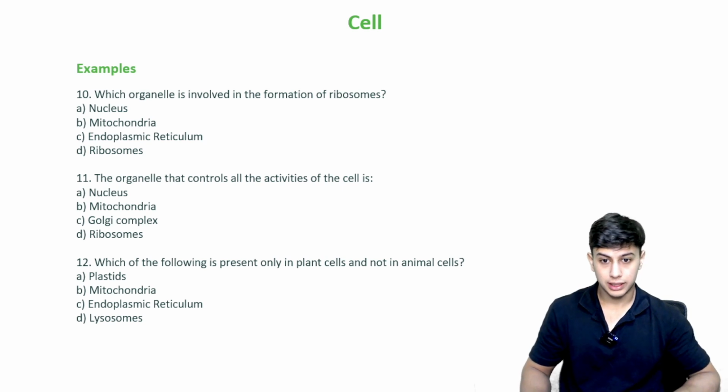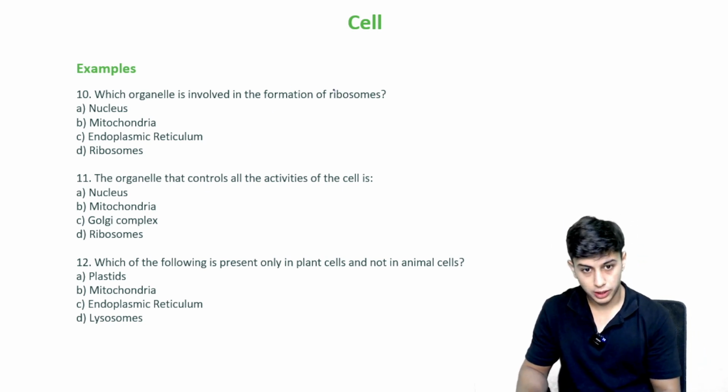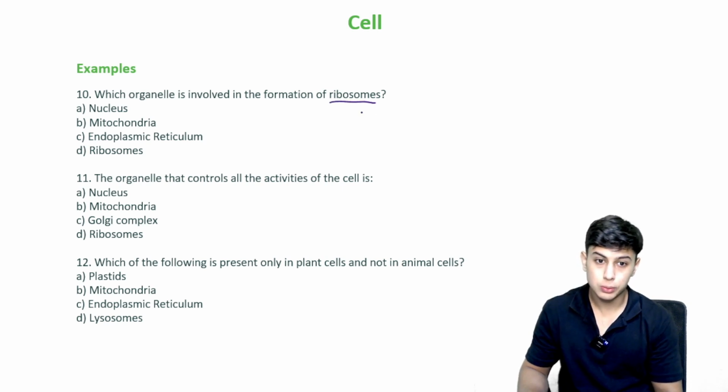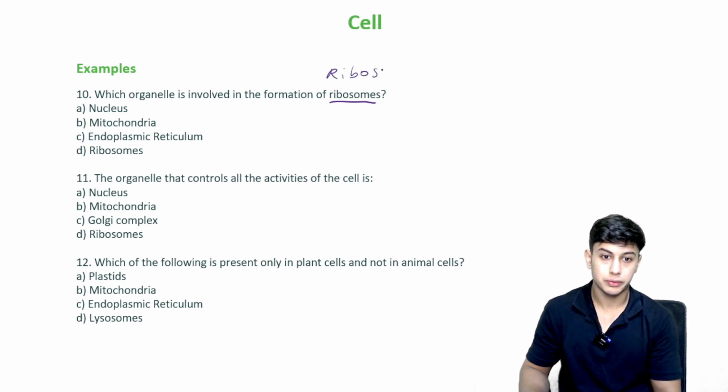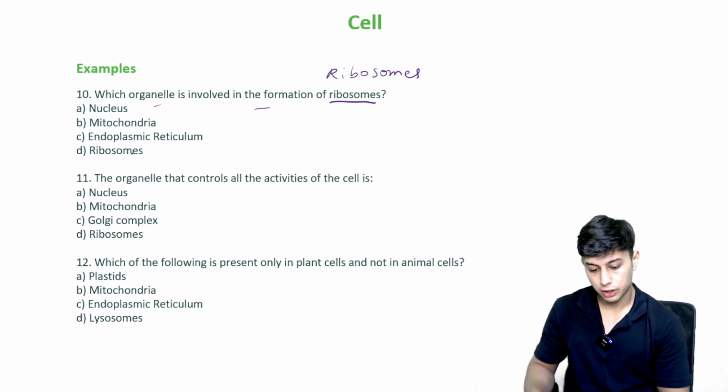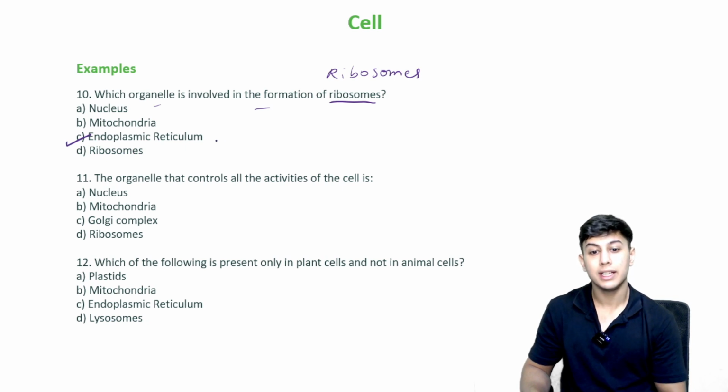Which organelle is involved in the formation of ribosomes? Alright, now there was lysosomes, here is ribosomes. R, ribosomes. Now how are ribosomes formed? Where is it formed? Nucleus, mitochondria, endoplasmic reticulum, or D, ribosomes. Alright, correct option is option C, ER.